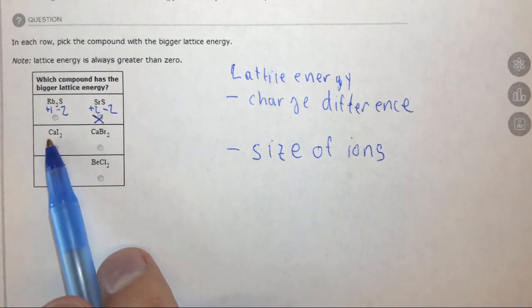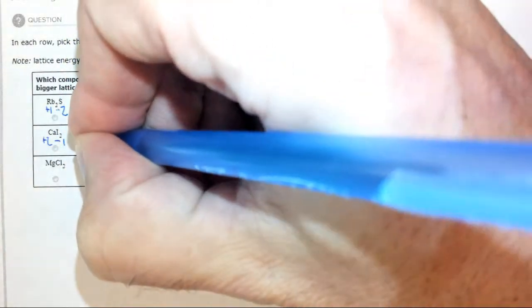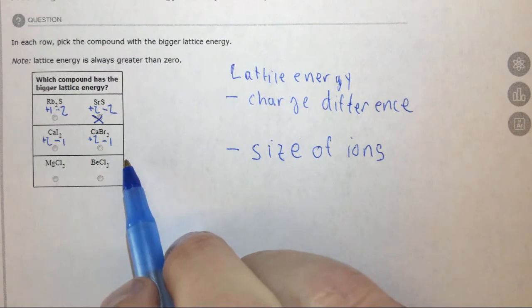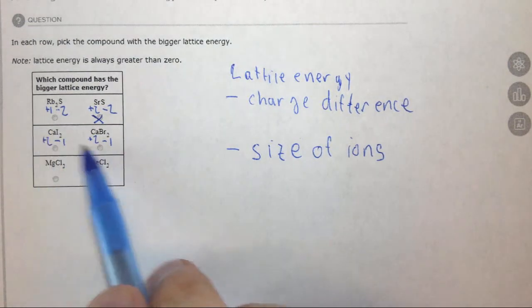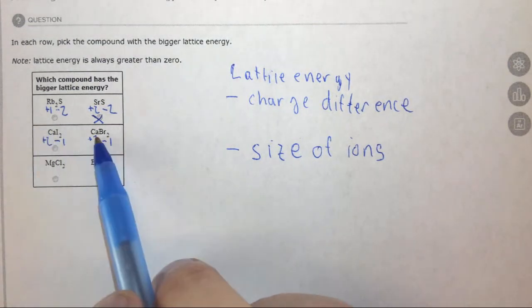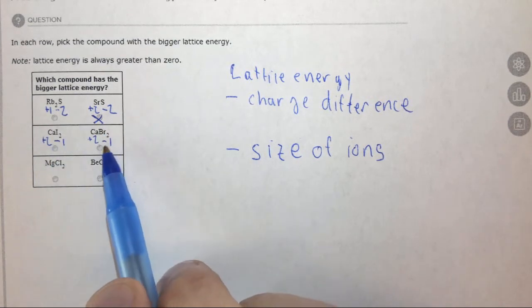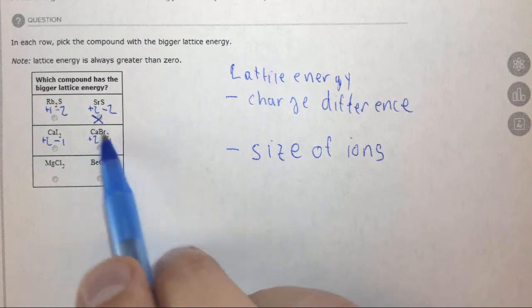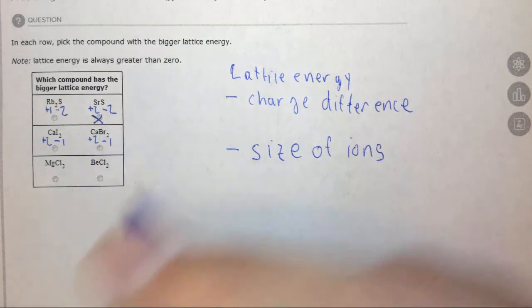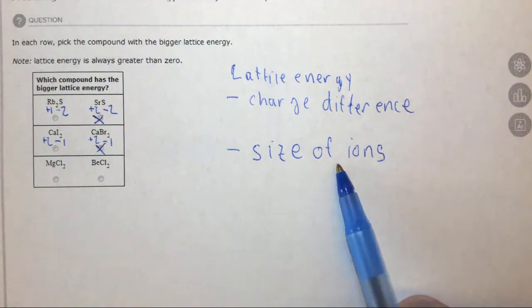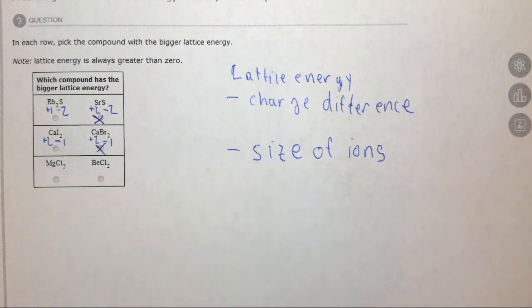In the next case, we have CaI2 and CaBr2. Ca is +2, iodine is -1. Again, Ca is +2, iodine is still -1, so these have the same charges. In this case, calcium is the same size, Ca2+, because it's the same ion. However, iodide is larger than bromide. So in this case, calcium bromide actually has the smaller ions. So the smaller the ions, the greater the lattice energy. Note that we only took into account the size because the charges were the same.